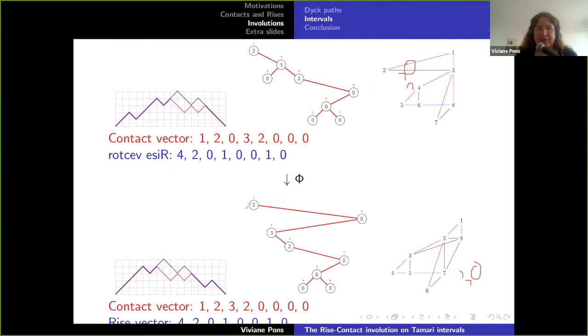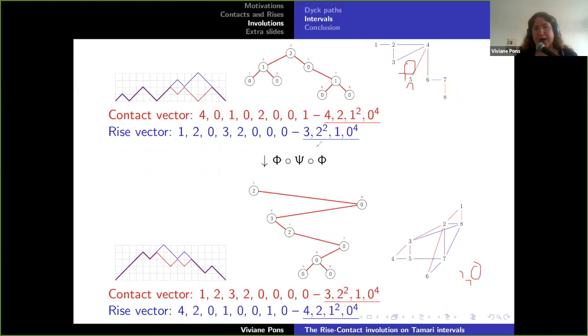And now I can apply phi again. And in the end, what do I have? I still do the same conjugation as the classical case. So I apply phi, psi, phi, and this does exactly what I want. So it switches the values of the contact vector with the values of the rise vector. Let me clear that.